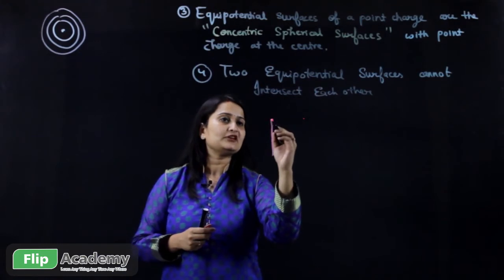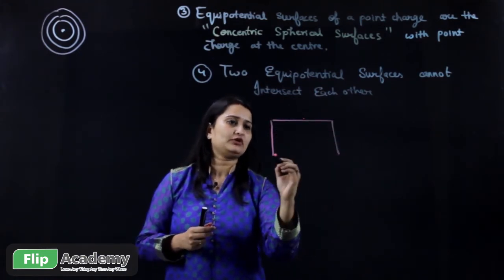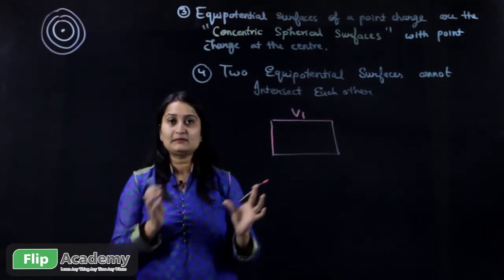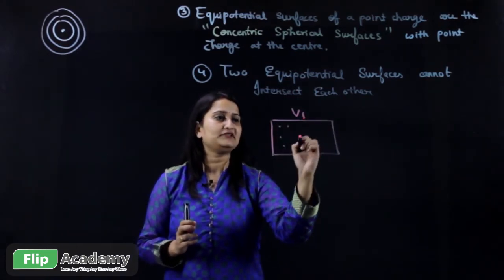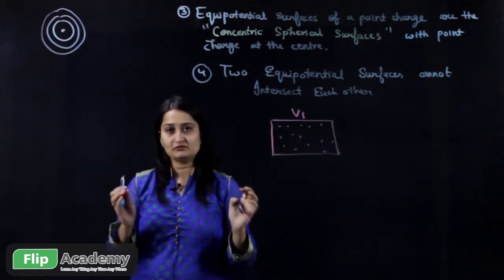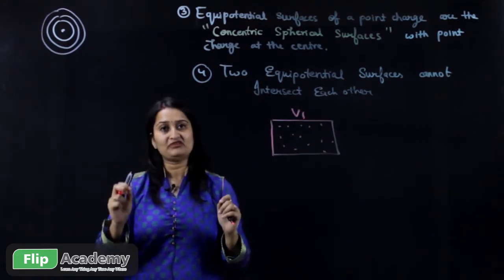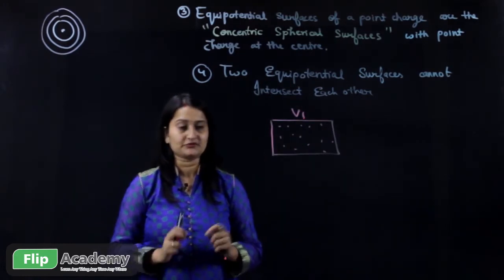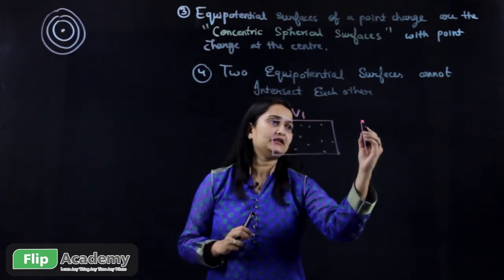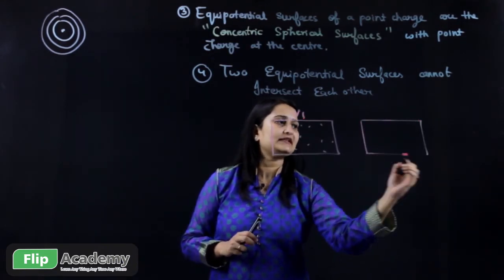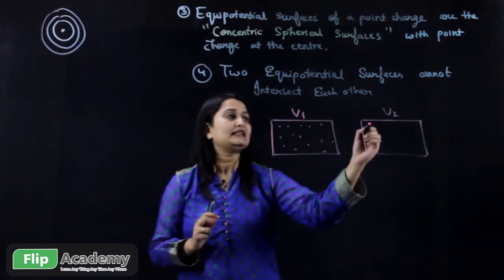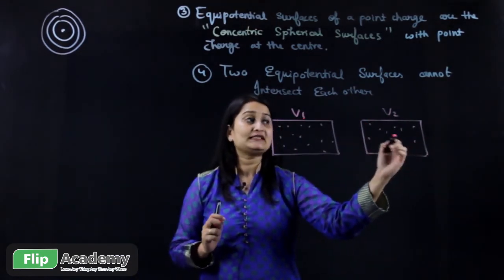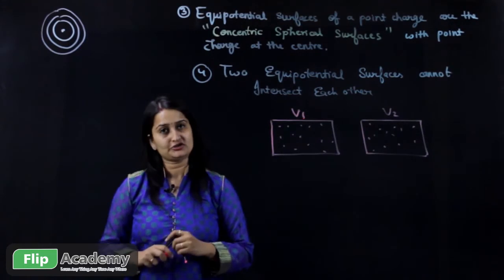Suppose this is a first equipotential surface, okay. This equipotential surface has the potential, let's say V1, and this V1 is distributed at all points. If at all points you will find V1, you will get the same value of V1. So this is the equipotential surface. Similarly, we will take another equipotential surface, let's say V2. At all points in this particular surface, you will find the same value of V2. So this is the second equipotential surface.